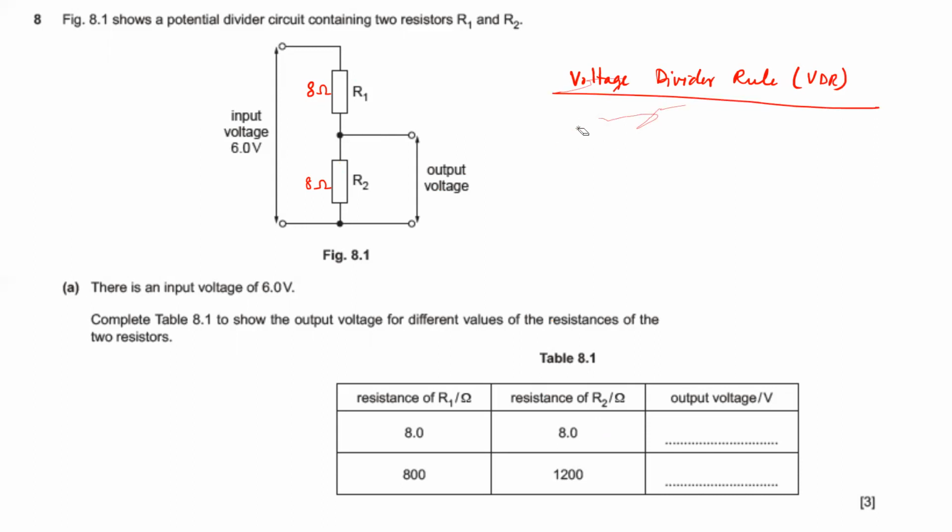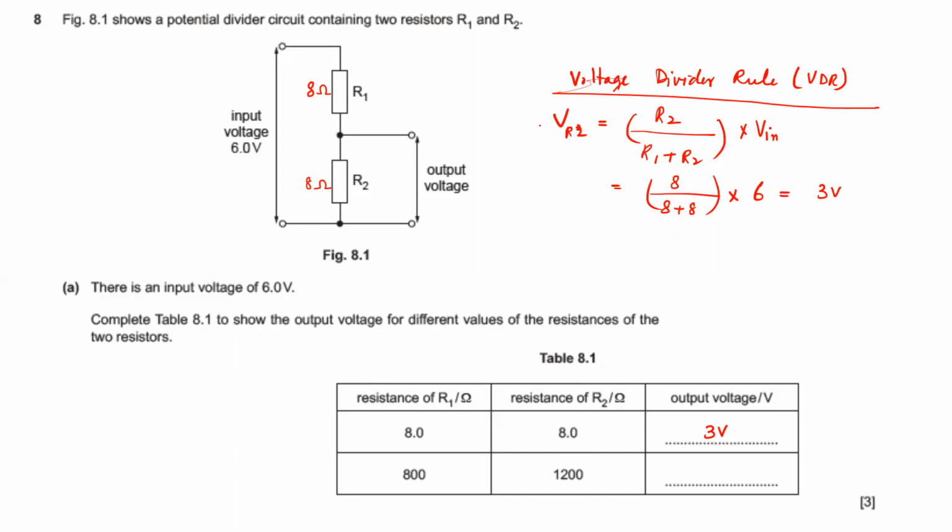So using the voltage divider rule, simply voltage across R2 resistance is equal to R2 divided by R1 plus R2 multiplied by the input voltage V in. Okay, so R2 is 8 ohms, divided by 8 plus 8, multiplied by 6. This comes out to be 3 volts. So my first value is 3.